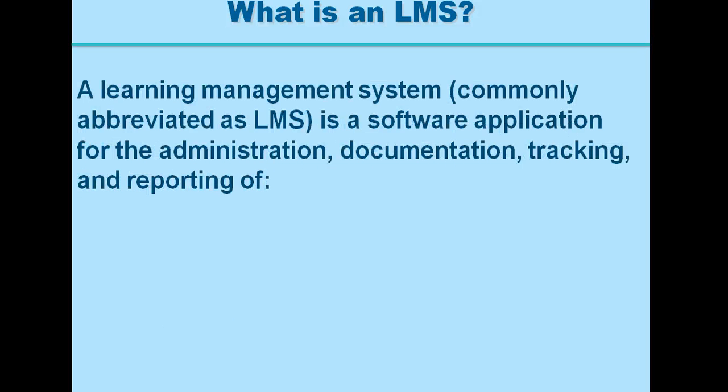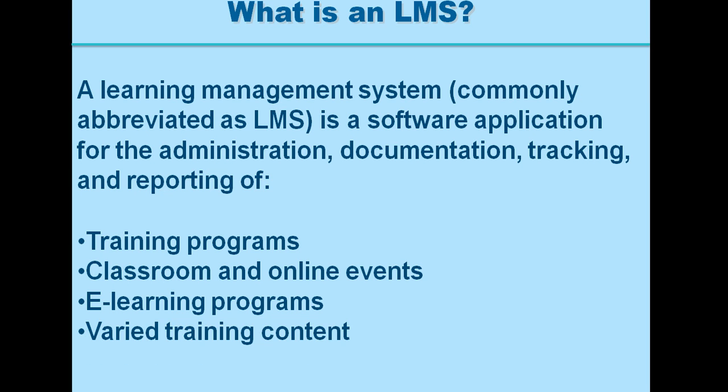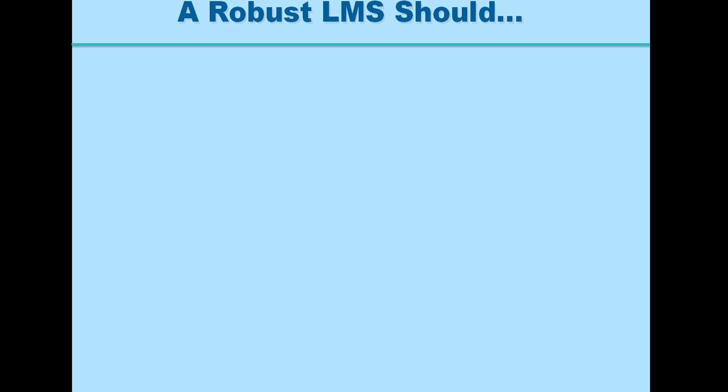What is an LMS? LMS, or Learning Management System, is software for the administration, documentation, tracking, and reporting of training programs, classroom and online events, and e-learning programs. These are specific programs that can be tracked online, e-learning, and various training content. A robust LMS should basically do the following.